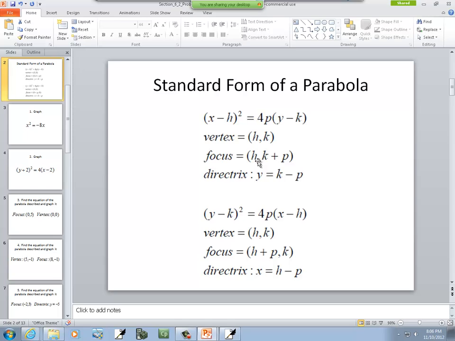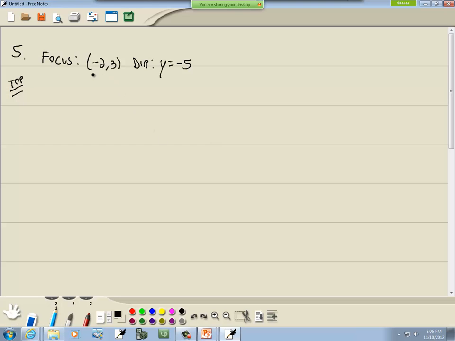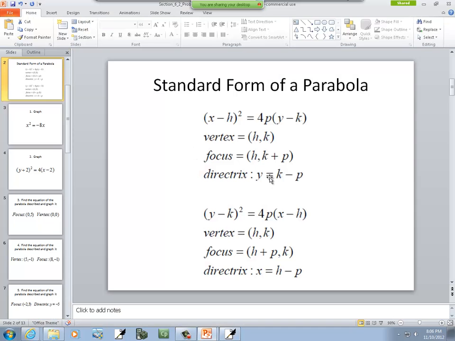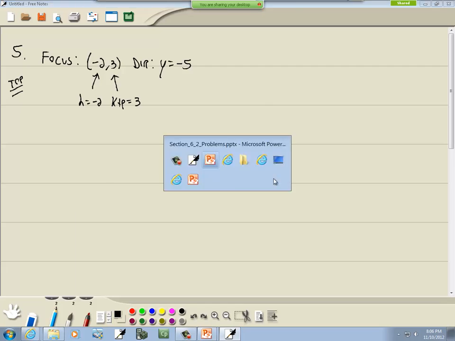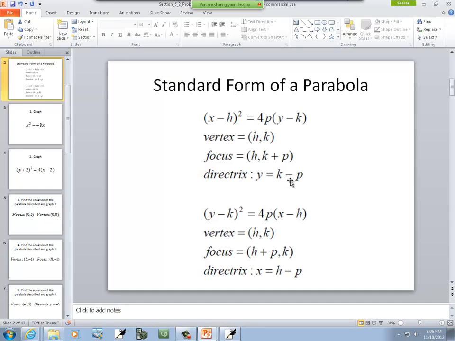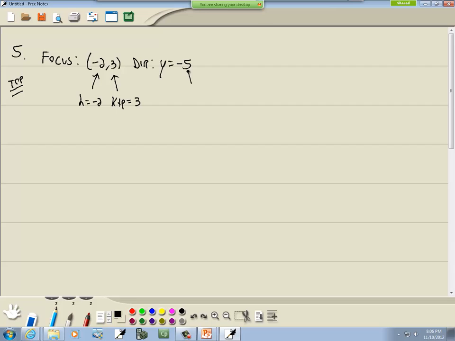Now our focus is h and then k plus p. That means this is h, so h is negative 2. And this is k plus p, so k plus p is equal to 3. Directrix, y equals k minus p. That means that this is k minus p. So k minus p is equal to negative 5. Now the h is already there for us, but the other two, we've got a system of equations.